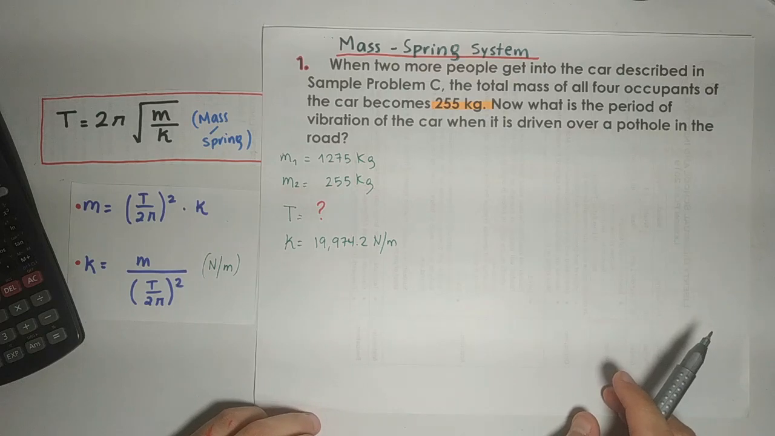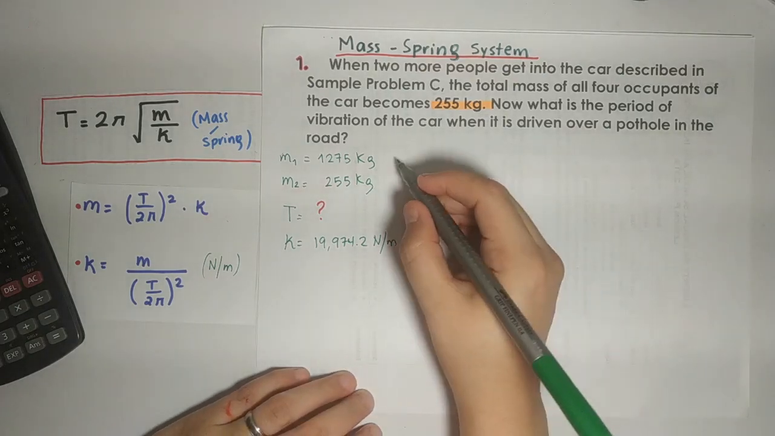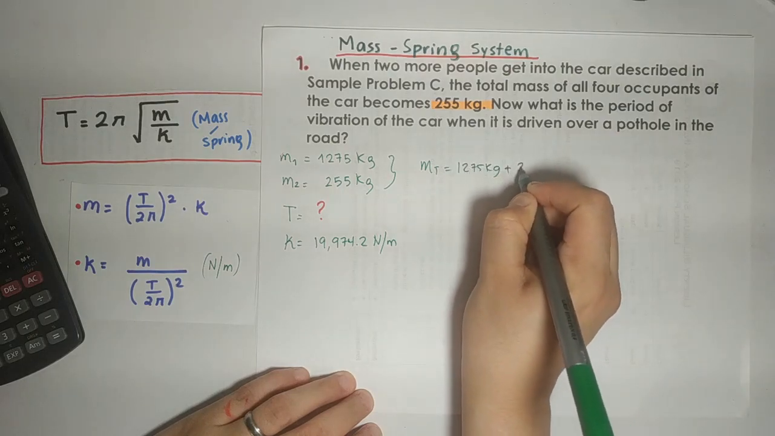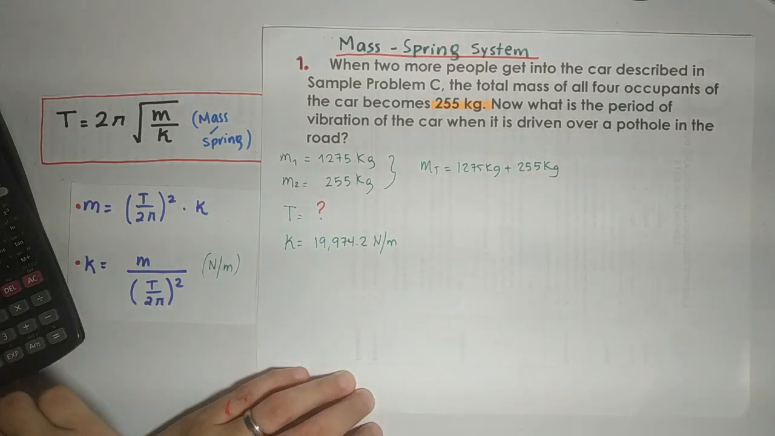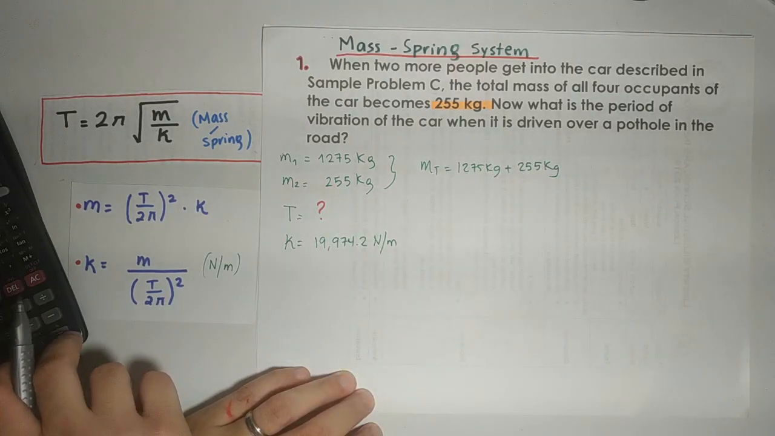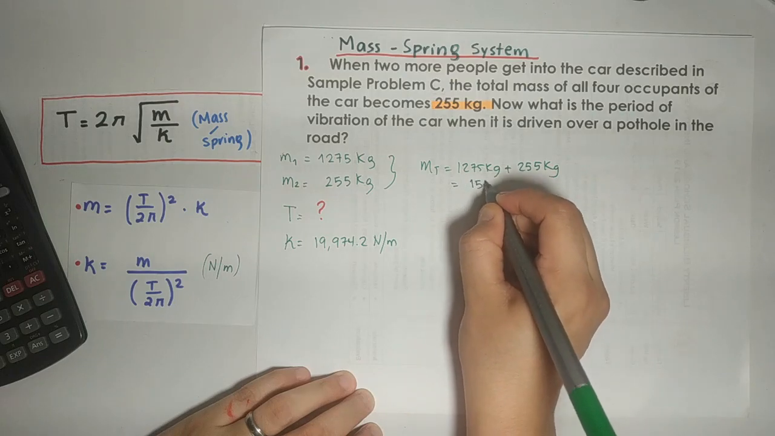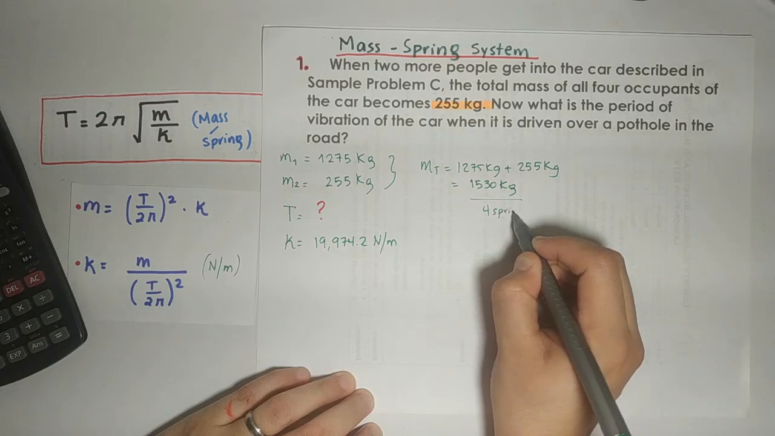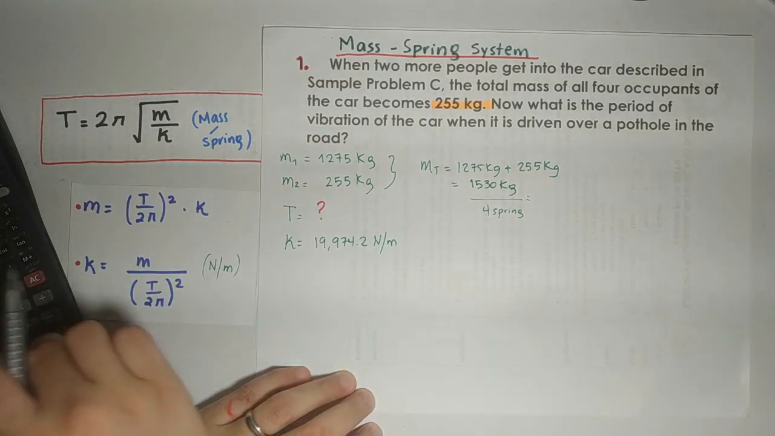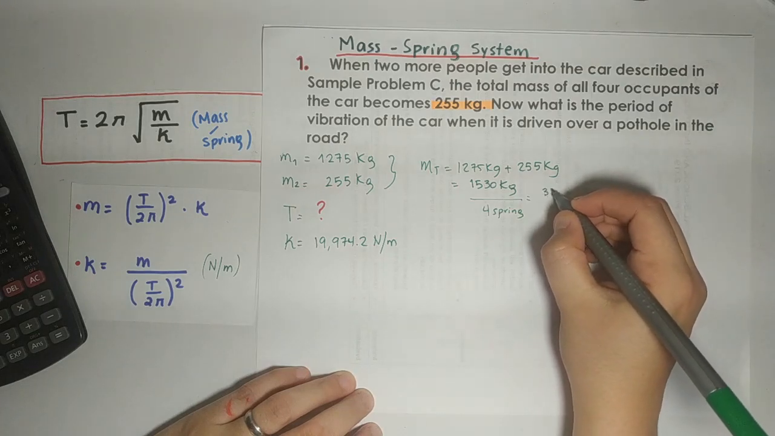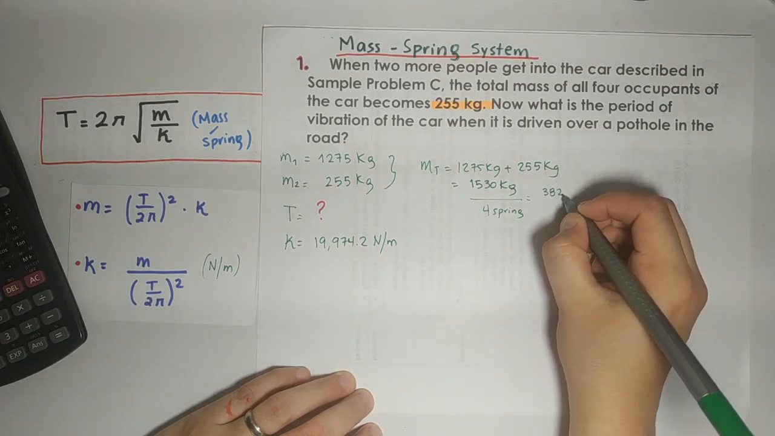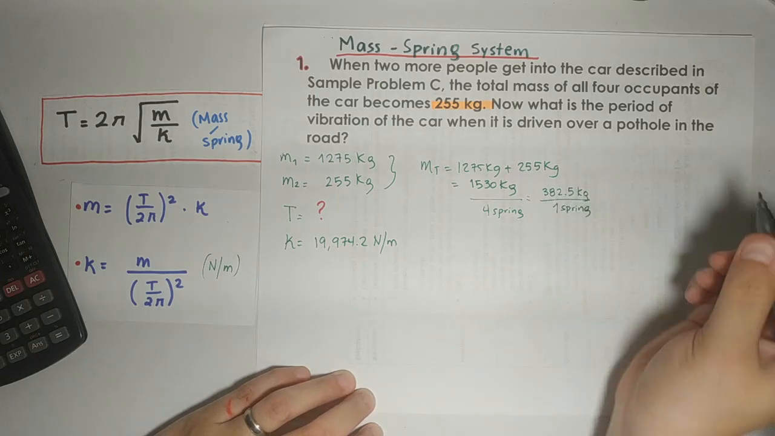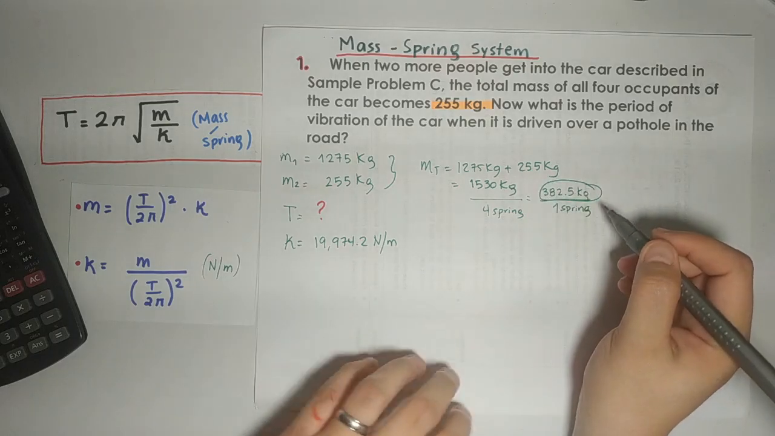Now in this case, I have a total mass of 1,275 plus 255 kilograms. My total mass is 1,530 kilograms. We divide by the four springs that we have. Now each spring is holding 382.5 kilograms. One single spring. Now this is the mass that we're going to use.